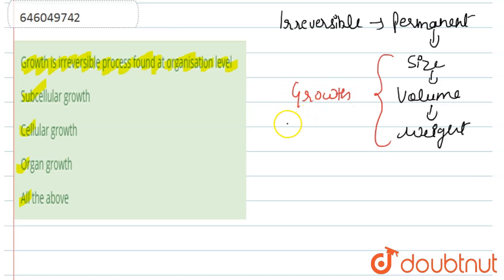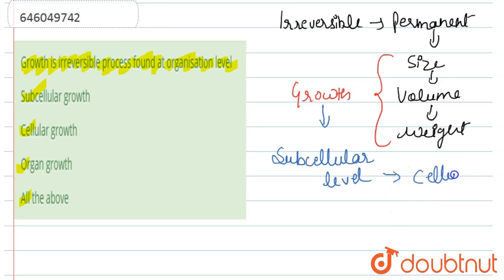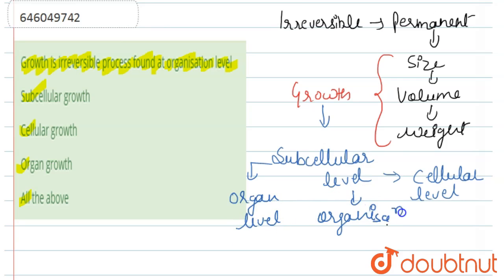Correct? So it occurs at the subcellular level. Okay? Cellular level, organ level and organization level. So the correct answer is option D. That is all the above.